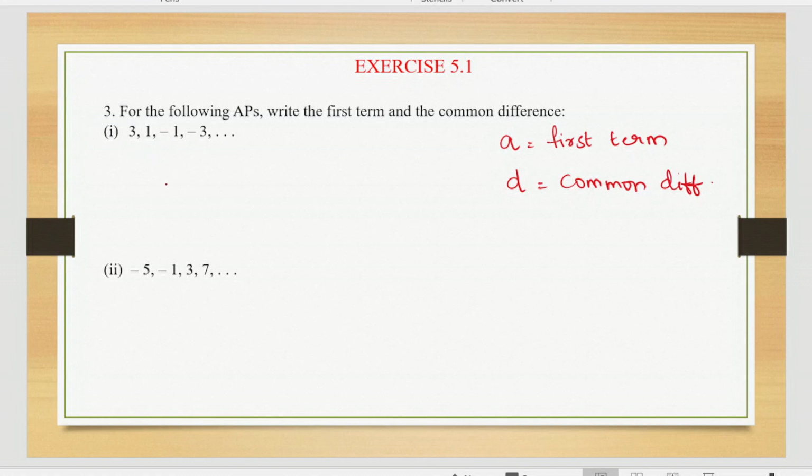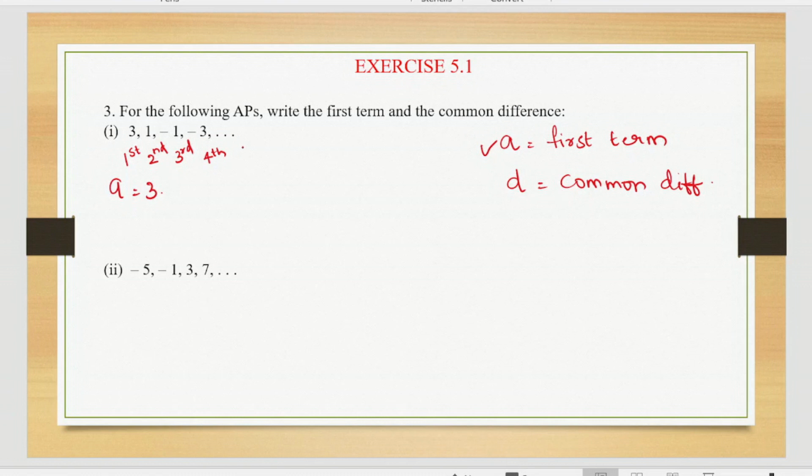So this is the AP given. 3 is the first term, 1 is the second term, -1 is the third term, and -3 is the fourth term of the AP. So the first term, which is 3, is our A. Therefore A is equal to 3.